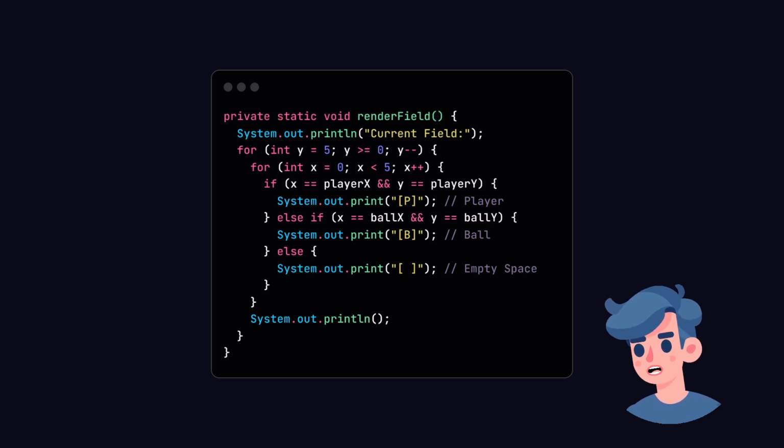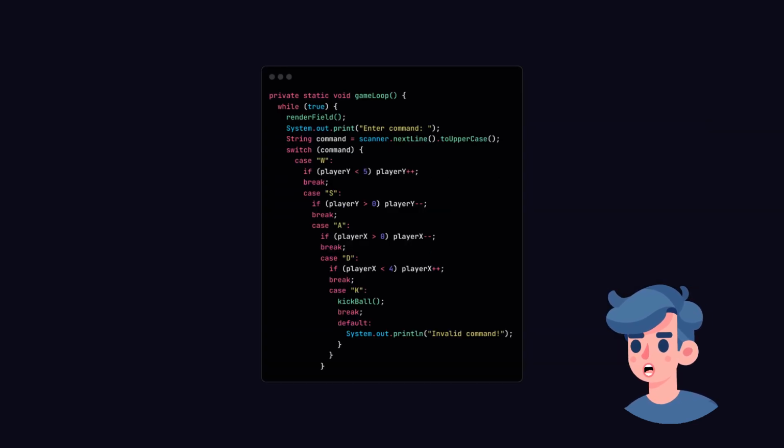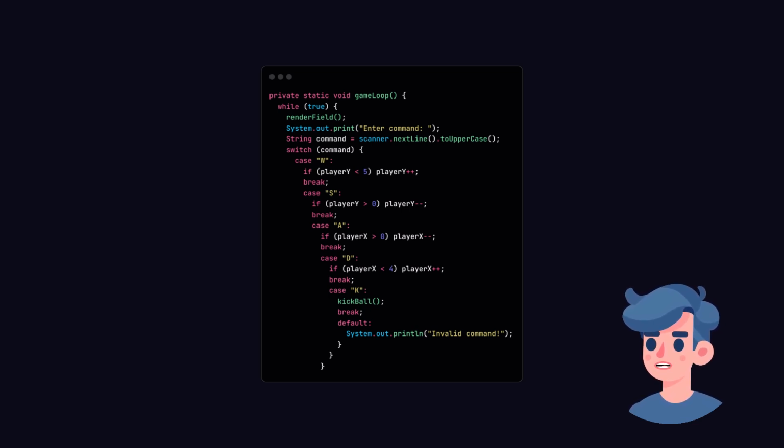Next, to enhance the game's user experience, let's build a method to render the current state of the game. We will print a simple text representation of the field, player, and ball locations. Incorporate the render field method into your game loop to provide a visual state of the game each time the player executes a command. To make the game even more realistic, let's add boundaries to prevent the player from moving off the field. We will introduce checks in our movement functionality.